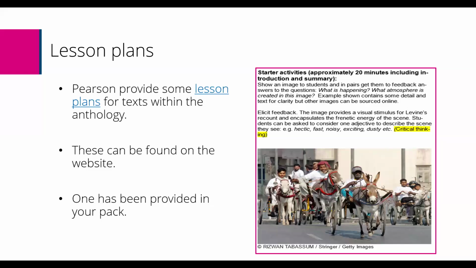So there is a lesson plan, SO4, in your download pack. It might just be nice to have a little look at that. These are editable.